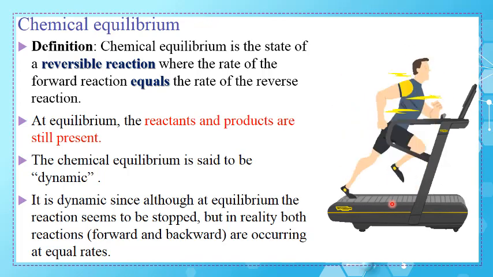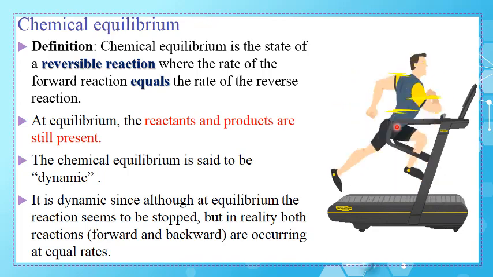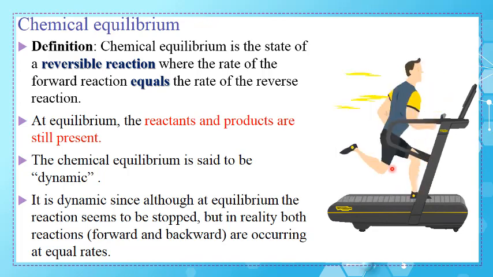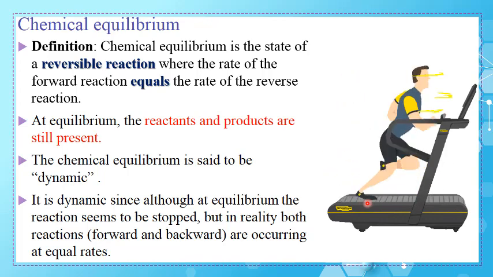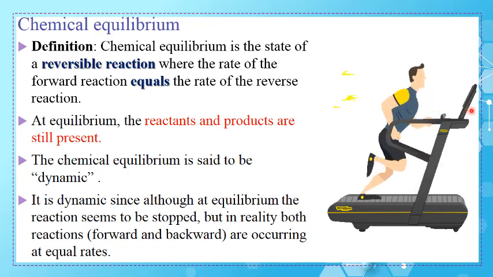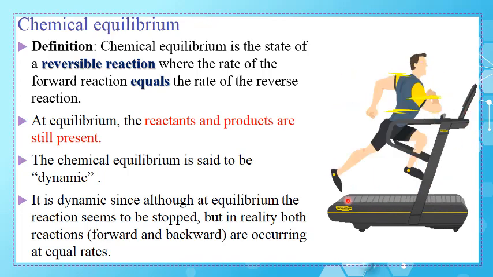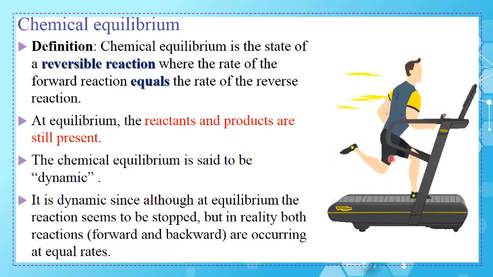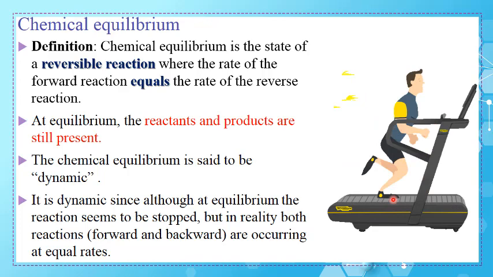So you can imagine that this man corresponds to the reactant of a reaction, and this treadmill corresponds to the products. So the reactants are going to transform into product in a forward reaction, and the products are going to transform into reactants in the backward reaction, but at the same rate. So we will reach what we call the state of equilibrium.